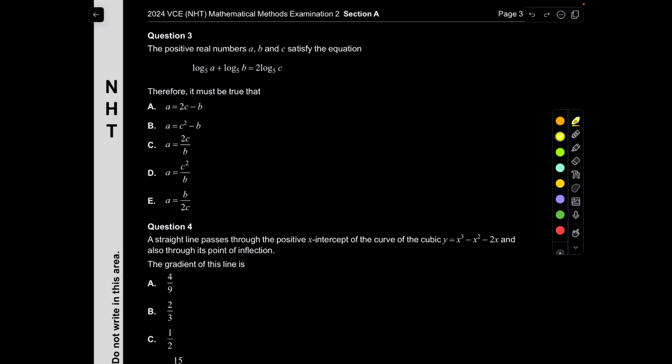Question 3. Let's have a look at this. The positive real numbers A and B and C satisfy this equation. Therefore, it must be true that. So they're all saying A equals. We're basically solving for A. Now, let's do that. Let's solve for A in here.